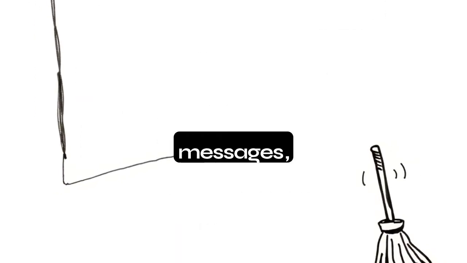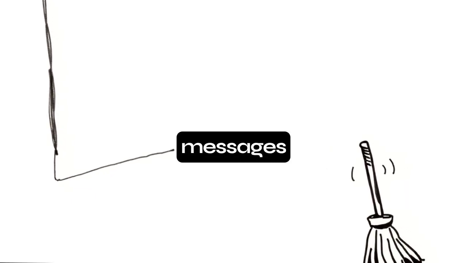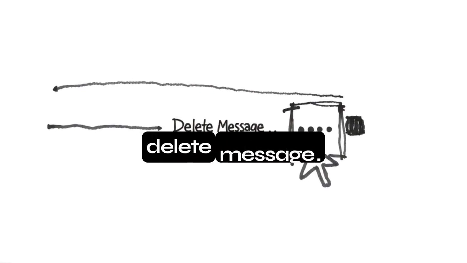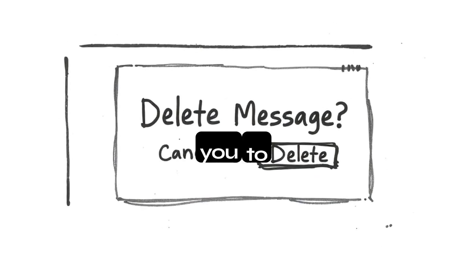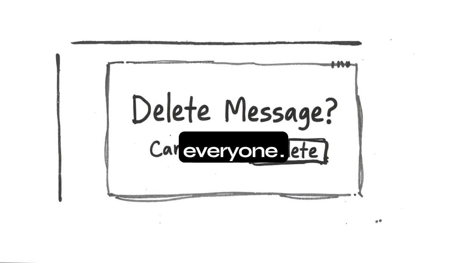To clear specific messages, you can delete them one by one. Let's start with messages you sent. Hover over a message you sent. On the right, click the three dots, then choose Delete Message. Discord will ask you to confirm. Click Delete again, and that message disappears for everyone.